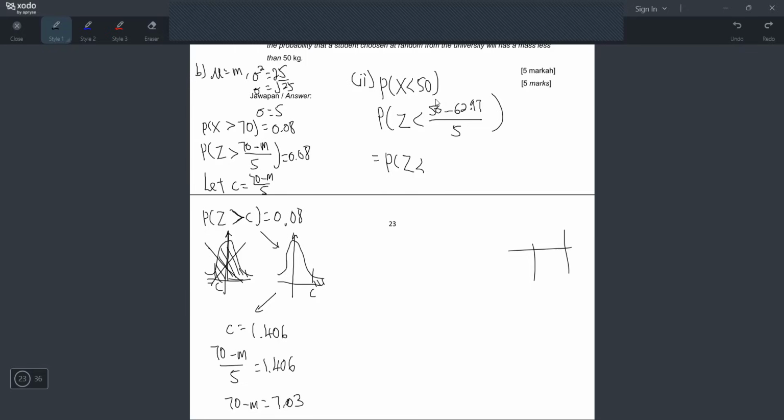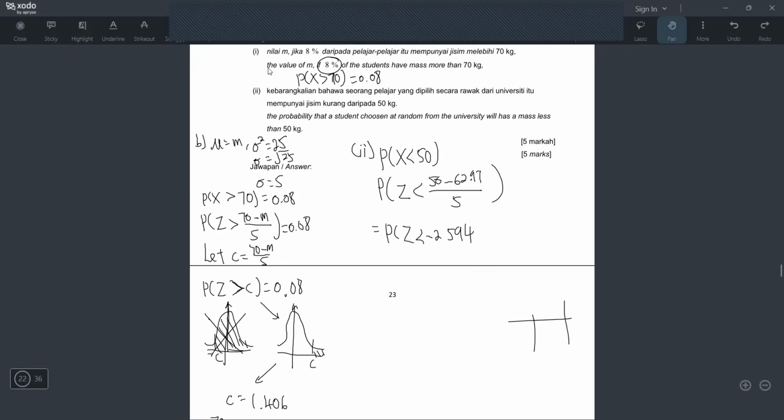Okay, the calculator gives me negative 2.594. All right. So if I look at this bell shape, it will look like this. And we only have to draw one bell shape because you know the Z value is negative. Only when you don't know if the Z is positive or negative do you draw two bell shapes. For this one, drawing one is enough already.